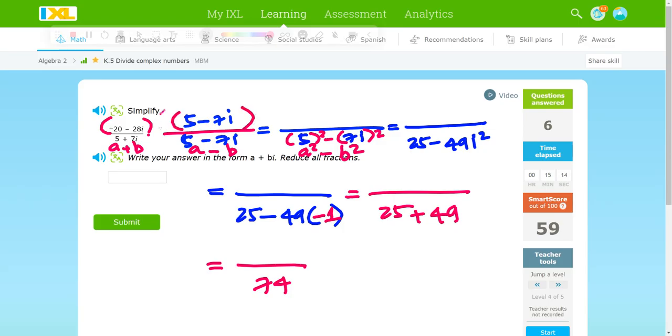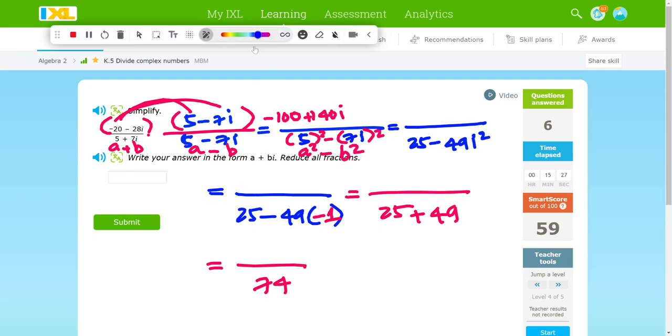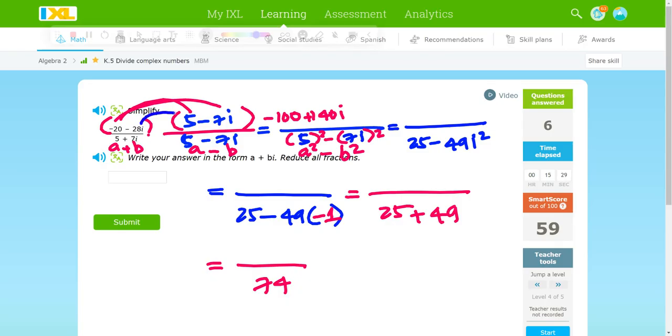Let's take care of the top part right here. Negative 20 times 5 is negative 100. Negative 20 times negative 7i is plus 140i. Negative 28i times 5 is negative 140i. Negative 28i times negative 7i is positive, and then i squared.